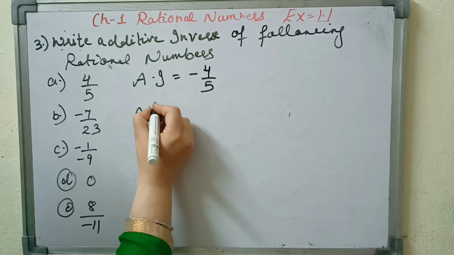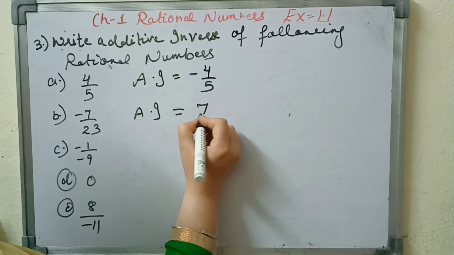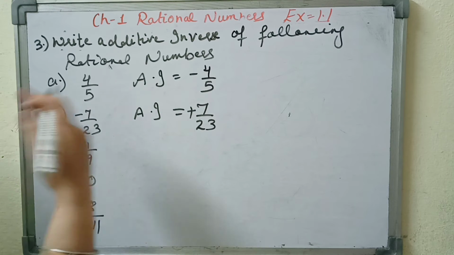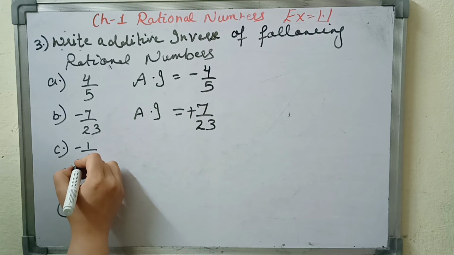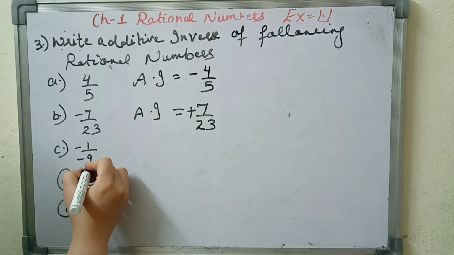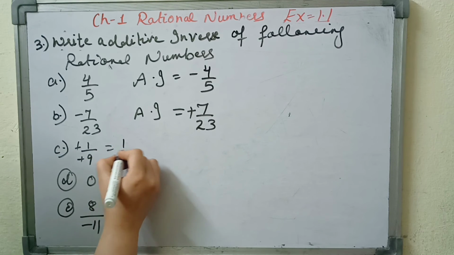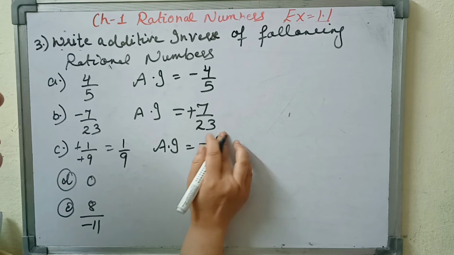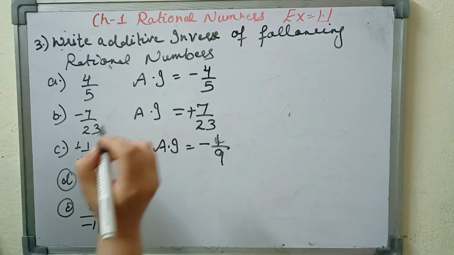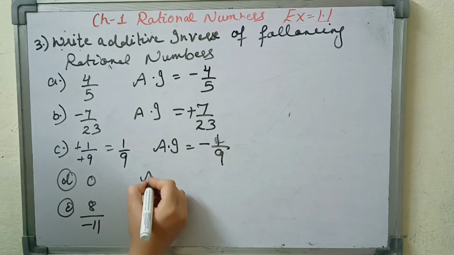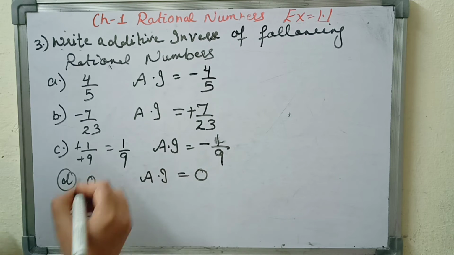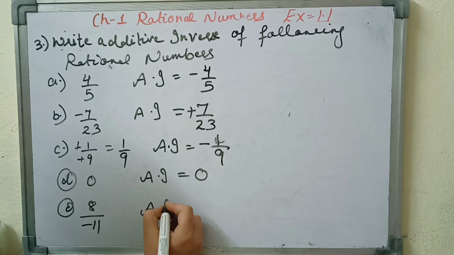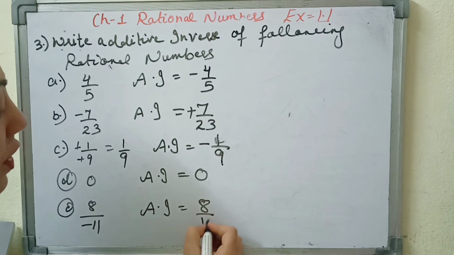B part is minus 7 over 23. Its additive inverse is plus 7 over 23. Minus 7 becomes plus. Now, C part is minus 1 over minus 9. Minus cut with minus, it is 1 over 9. Its additive inverse is minus 1 over 9. Additive inverse of 0 is 0. 8 over minus 11, its additive inverse is 8 over 11.